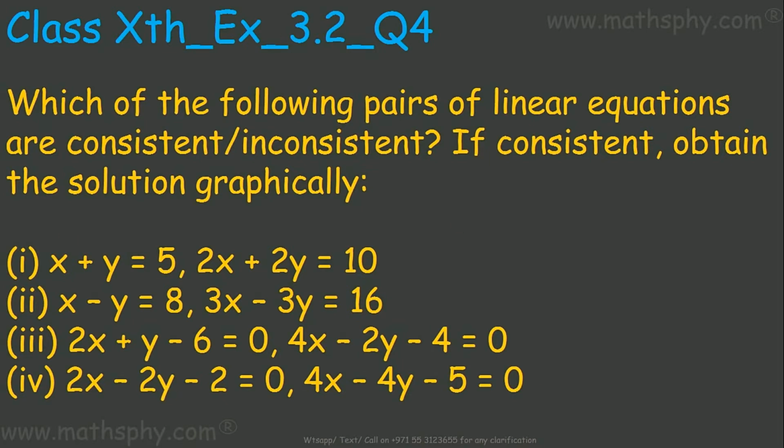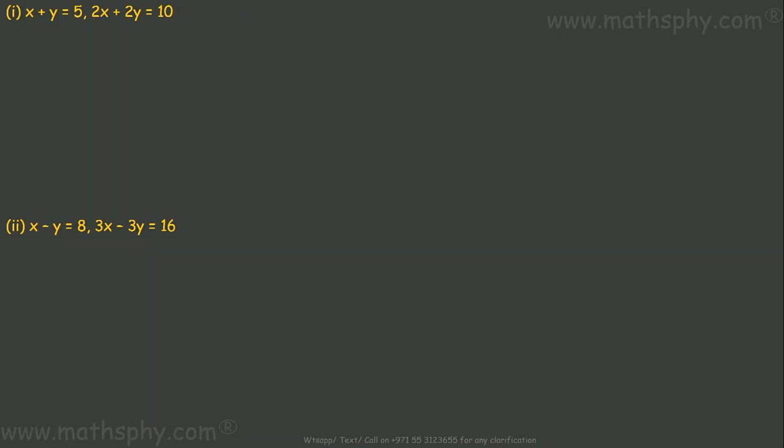This question here, it says, which of the following pairs of linear equations are consistent or inconsistent? We have these 4 pairs of linear equations. We have to find out whether they are consistent or inconsistent. We'll find them out through the ratio method. And if at all they are found consistent, we have to find the solutions graphically. Means we have to plot them into the graph and see what is the solution for that equation. Let's find out which is consistent, which is inconsistent.